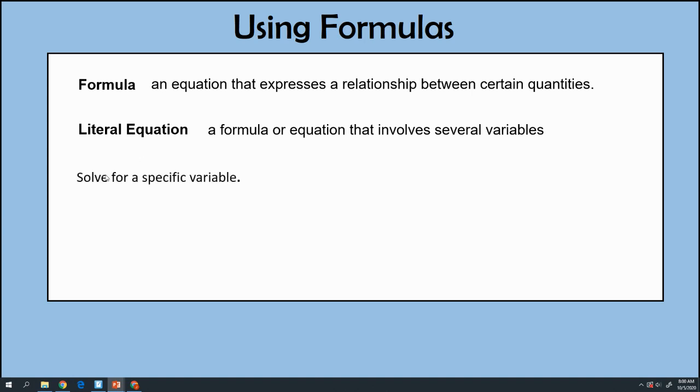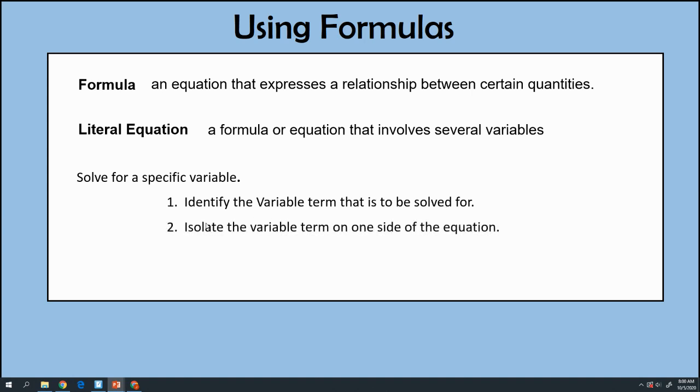The idea here is we want to be able to solve a literal equation for one of its variables. They're going to give us an equation that has multiple variables, and it's going to say, solve for this one in particular. We have to use our methods of solving to do that. The first thing we need to do is identify the variable term that we're trying to solve for. What's the letter we're solving for? Second, we have to get that variable term isolated on one side of the equation by itself, just like we always do. And the third thing is to make the coefficient of that variable term become a 1.